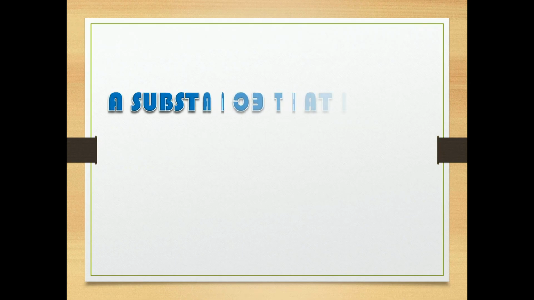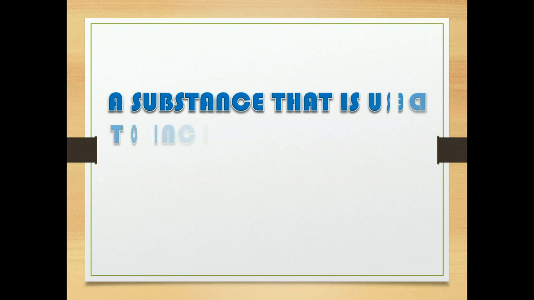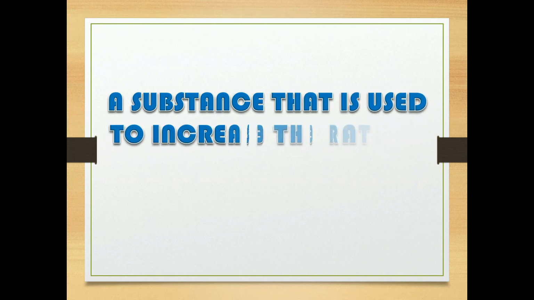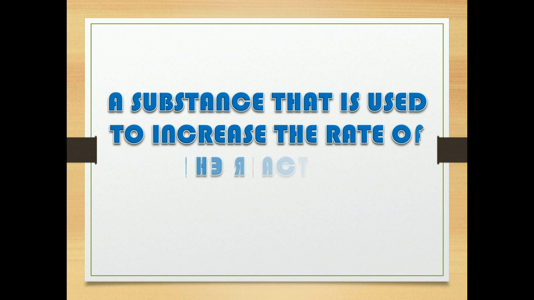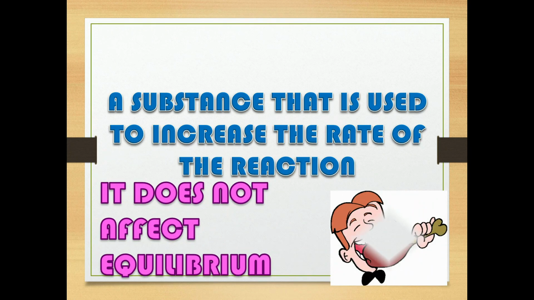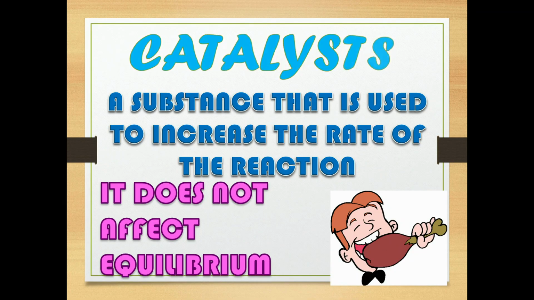Okay, catalysts. Catalysts change the rate constants. Catalysts take a single-step reaction and turn it into a multi-step reaction, and therefore speed the reaction up. It just means it gets to equilibrium faster. It does not affect equilibrium. Catalysts have no effect whatsoever on the equilibrium of the system, except for the fact that you get to equilibrium faster.